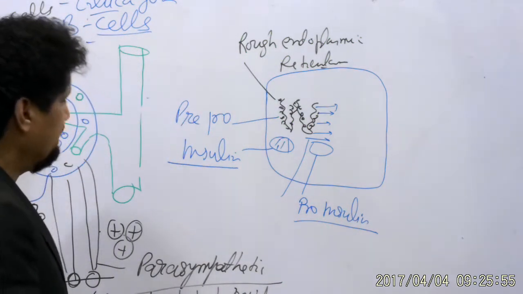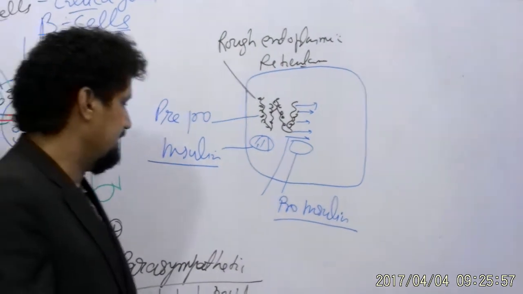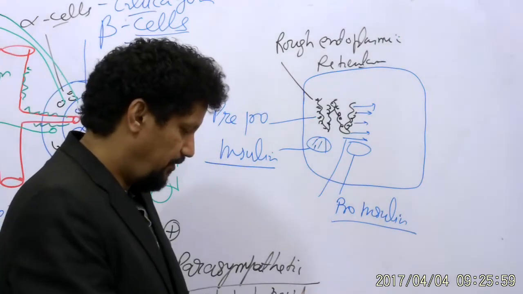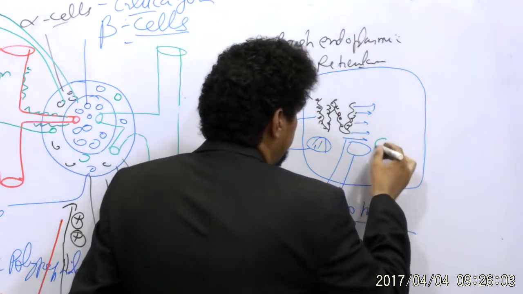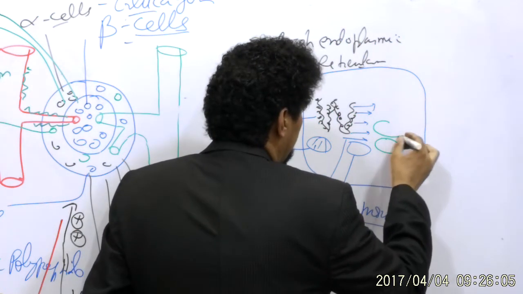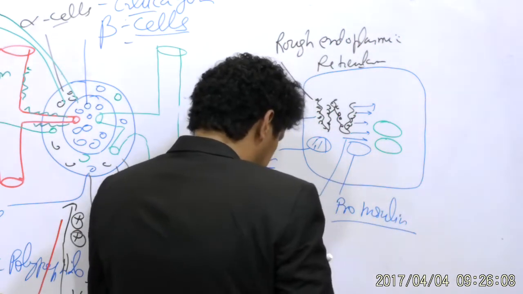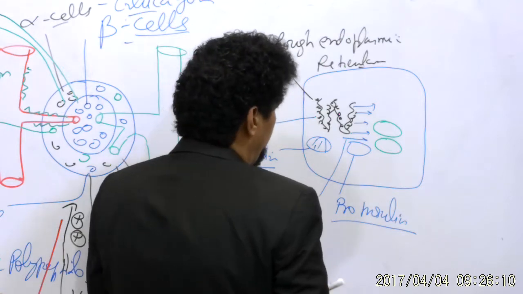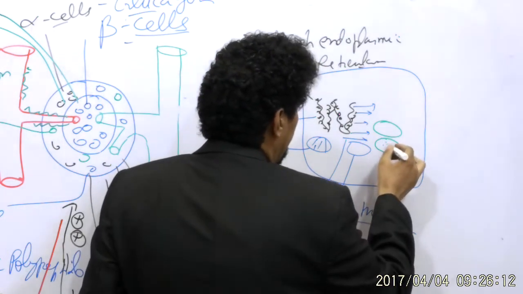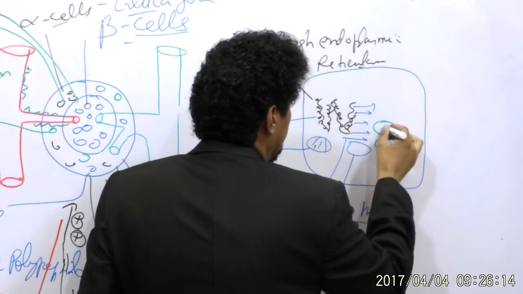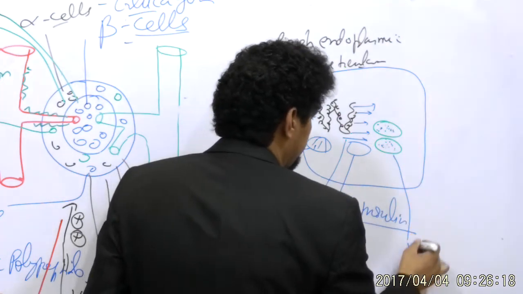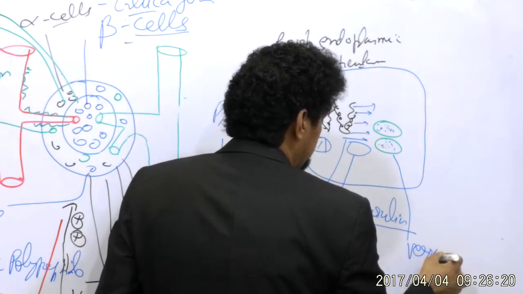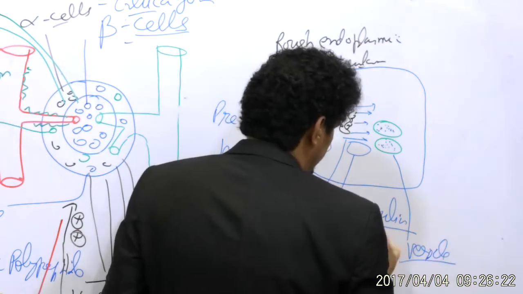This proinsulin is packaged by vesicles formed by the Golgi apparatus. So this is the Golgi apparatus forming the vesicles, collecting vesicles or Golgi vesicles.